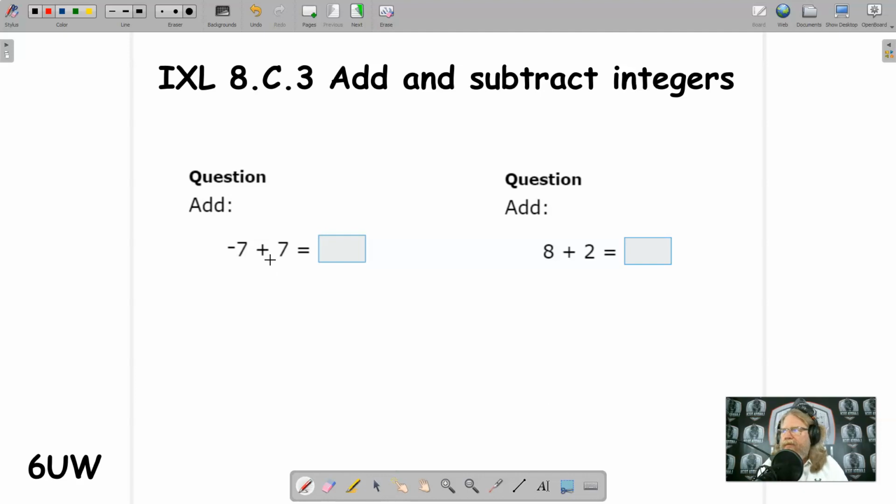Negative 7 plus 7. Well, they're opposites of each other, so it's going to equal 0, right? Two numbers that are opposites of each other, their sum, if you add them together, equals 0. They're actually what are known as additive inverses. A number and its opposite are additive inverses. They both also have the same absolute value.